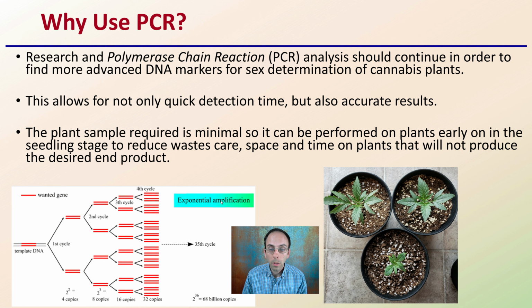Now, why would you use PCR? What's the advantage here? Well, research in polymerase chain reaction, that's PCR, continues in order to find more advanced DNA markers for sex determination within cannabis plants. This allows not only for quick detection time, but also very accurate results, both things growers are looking for. The plant sample required is very minimal, so it can be performed on plants early on in the seedling stage to reduce wasted care, space, and time on plants that will not produce desirable end products.